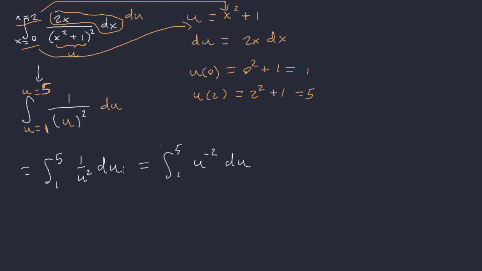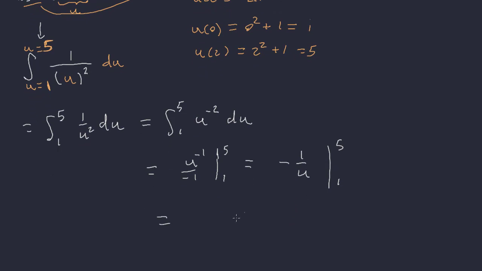Okay, and so now we are able to integrate. All right, so we'll have u to the negative 1 all over negative 1, evaluated from 1 to 5. So I'm going to rewrite this a little bit so that it's negative 1 over u from 1 to 5. All right, so that is going to be negative 1/5 minus a negative 1 over 1.